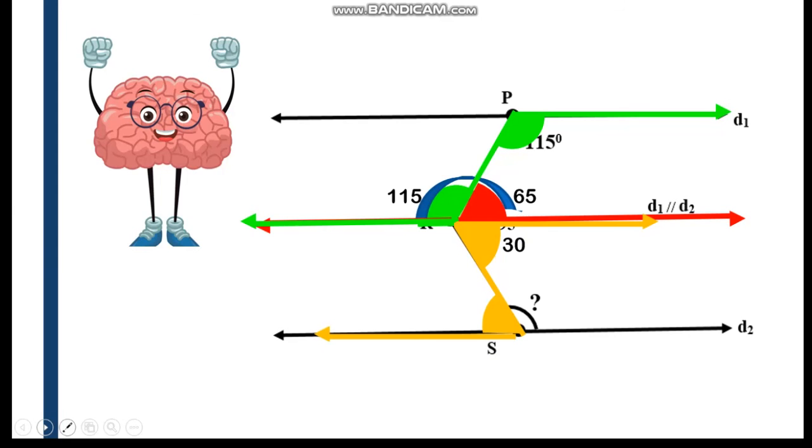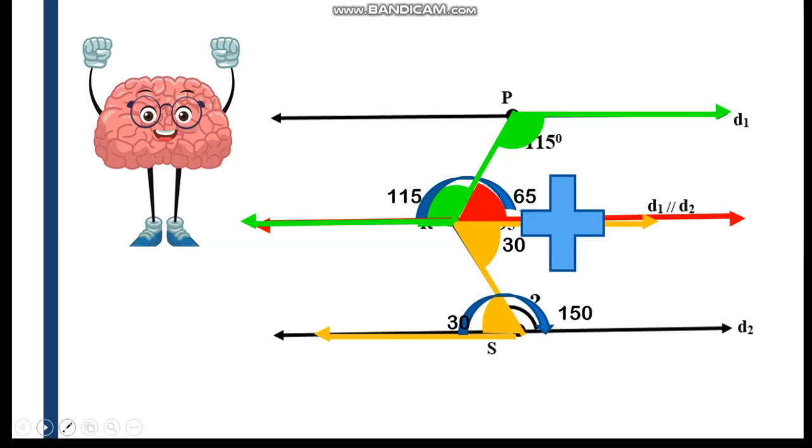So, when we draw alternate interior angles, the yellow part of the S will equal 30, and we know they are supplementary angles, so the missing angle will equal 150. Yes, you did a good job. Let's move on.